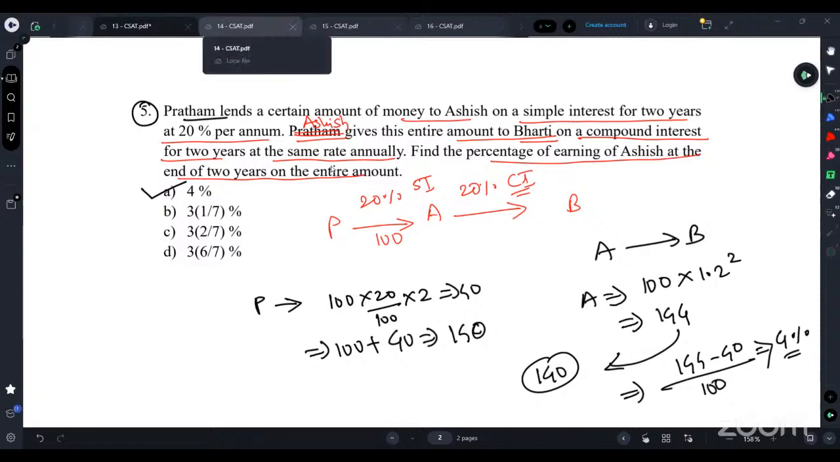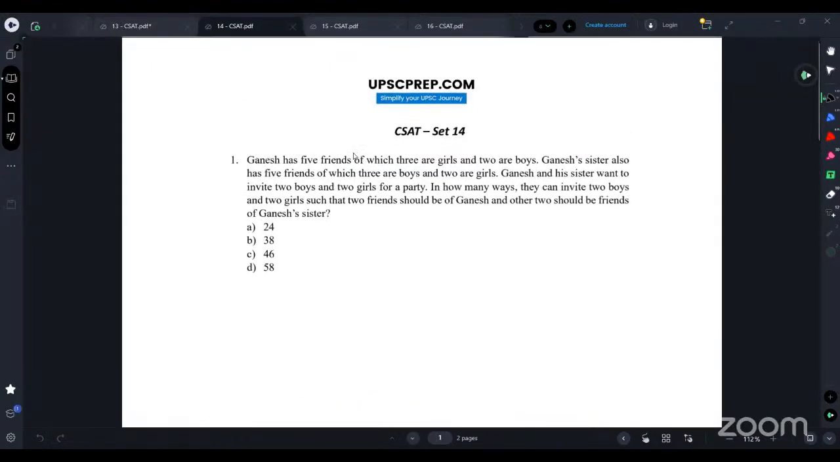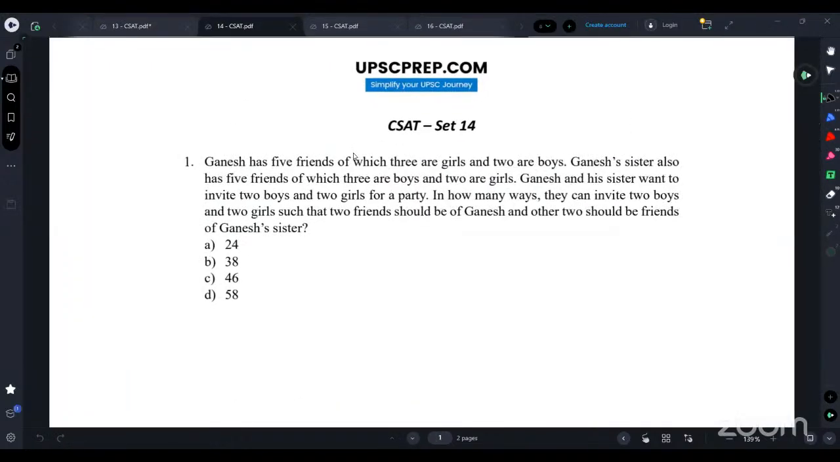Now, let's move to CSAT set 14, guys. I will solve these questions one by one. Pay attention carefully. If you have any doubt, you just put your doubt in the comment section, okay? In the live chat section, I'll cover your doubt.